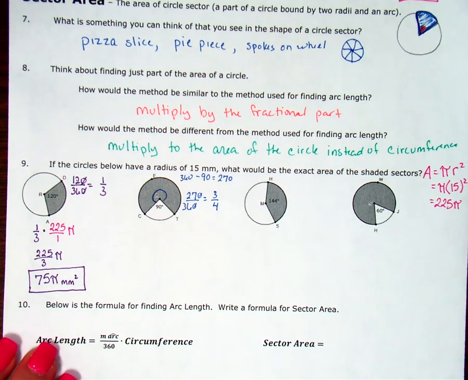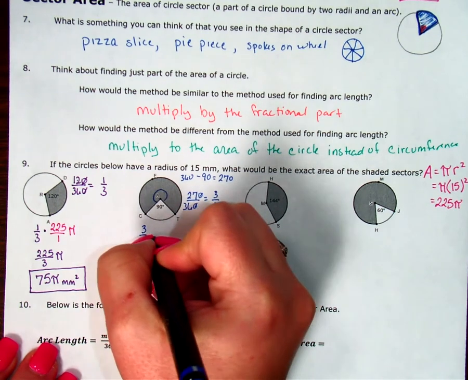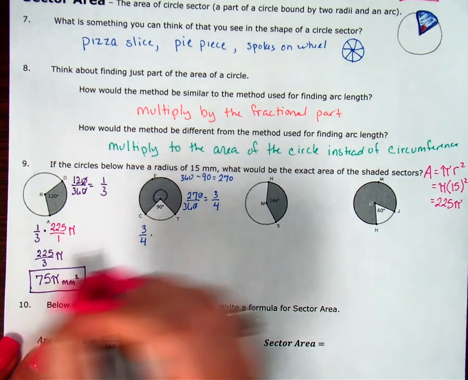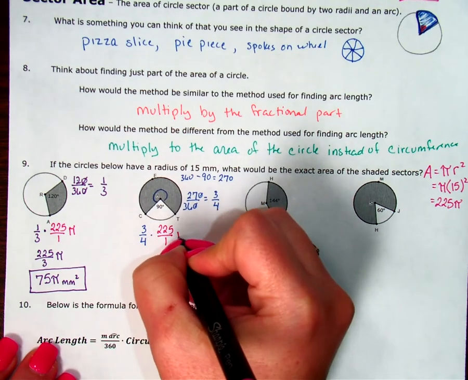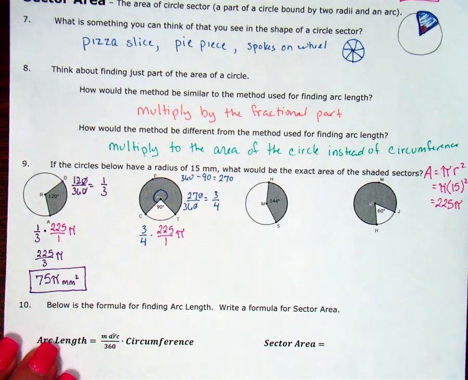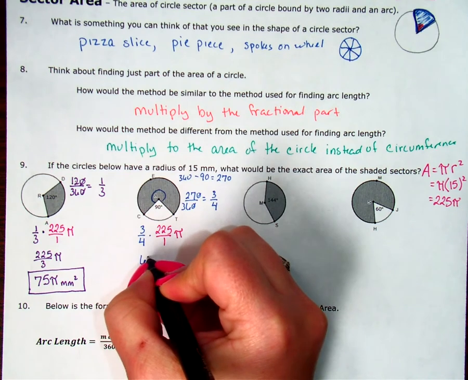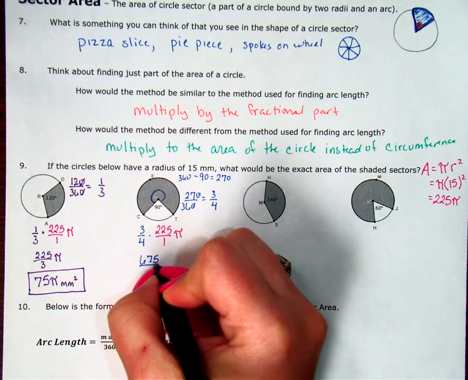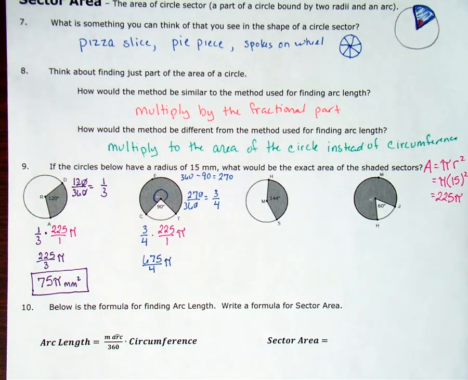Okay, so I'm going to do 3/4 times that whole area. The whole area is 225 pi. I'm going to do 225 over 1 times pi. 3 times 225 is 675 over 4 times 1 is 4 pi, and I don't know if that reduces evenly. Divided by 4, it does not.